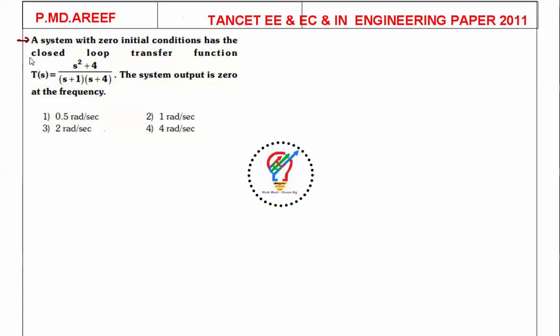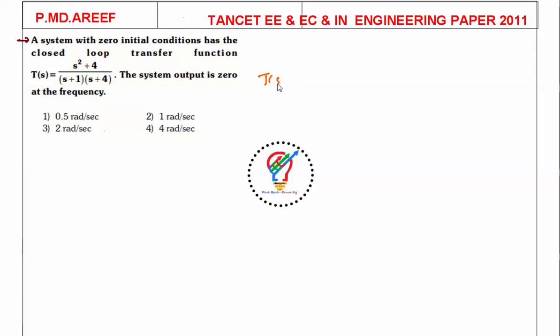A system with zero initial conditions has a closed loop transfer function T of s equal to s squared plus 4 divided by s plus 1 into s plus 4. The system output is 0 at a frequency. System output means, with this transfer function, the output should be 0. They did not mention initial values, so they are 0.